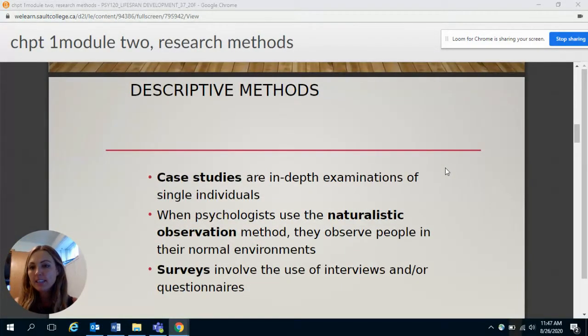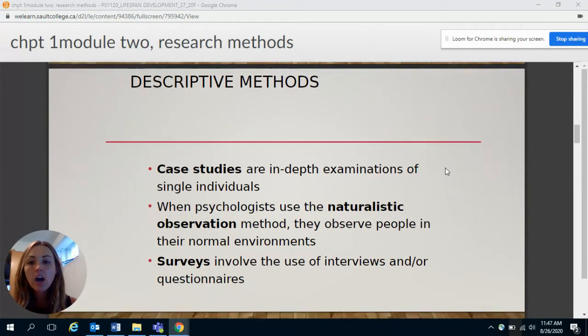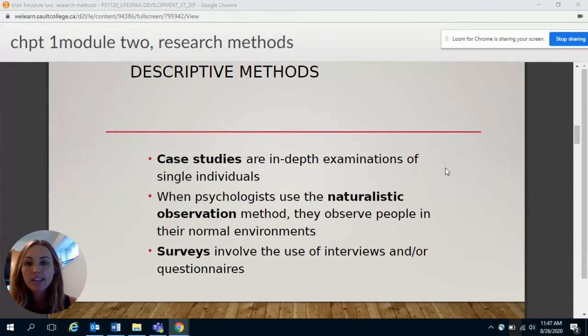For case studies, that's one descriptive method. A case study is an in-depth examination of single individuals. Case studies can be really helpful when trying to explore influences on development. The issue with case studies is that they can't be generalized. For instance, I'm not sure if I'm going to show you this documentary, but some of you may have seen it before or heard of it.